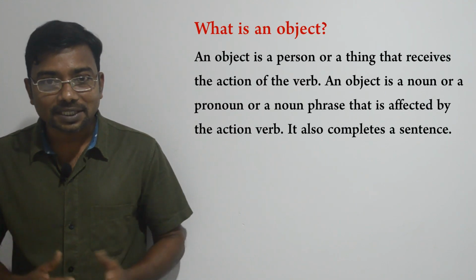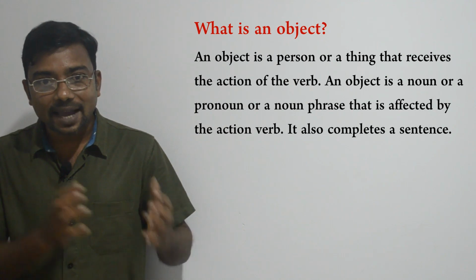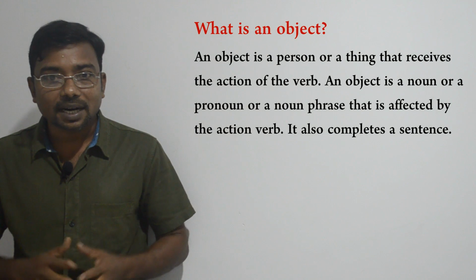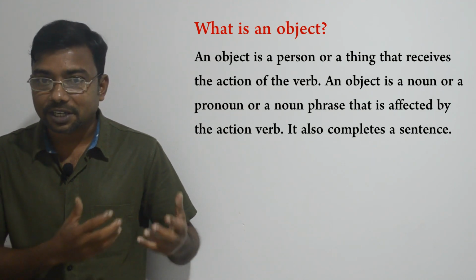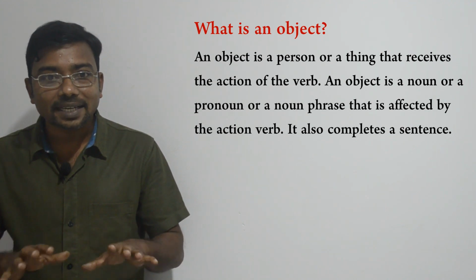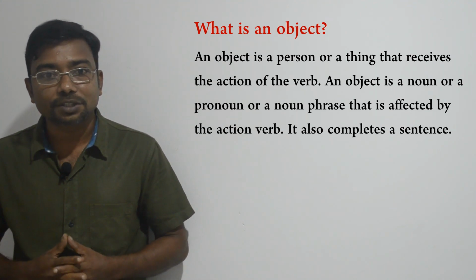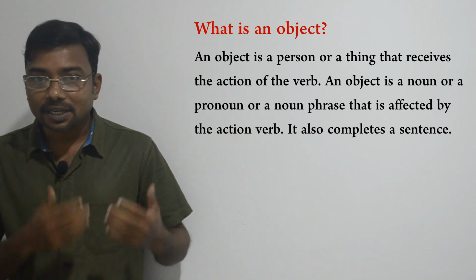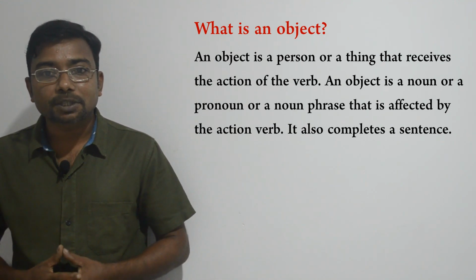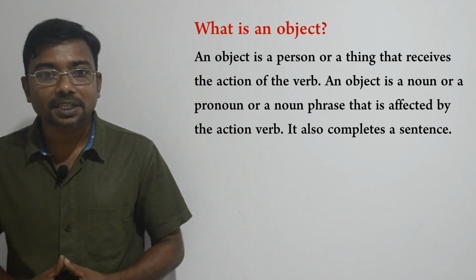Okay, then what is the object? An object is a person or thing that receives the action of the verb. Remember, this object can be a noun or pronoun or noun phrase which is affected by the action of the verb. Actually, the object is a vital part of the sentence to convey a complete thought. Remember, an object can be governed by a verb or preposition. When an object is governed by a preposition, we call it the object of the preposition. Okay, let's look at some examples to identify the object.